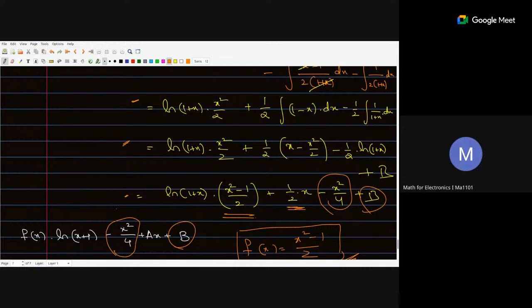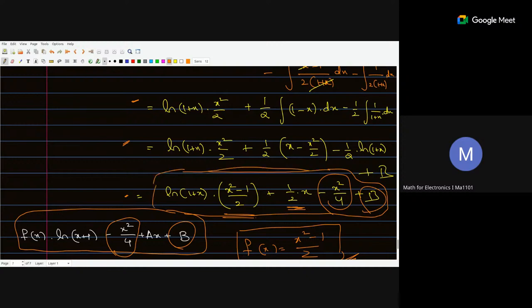Last yellow line? Yes. Here, see, in the question it is given that the answer looks like this. And the answer we got is after integrating this. Now what we have to do is we just have to compare things. That's it. So here there is f of x, given in the problem. Here we got the expression as x square minus 1 by 2. So f of x will be x square minus 1 by 2. That's it. Just compare the individual terms.